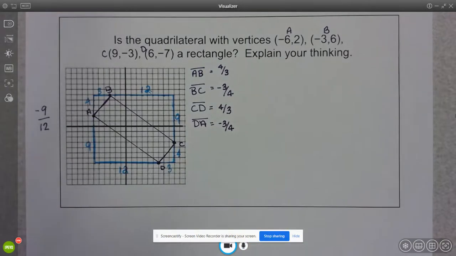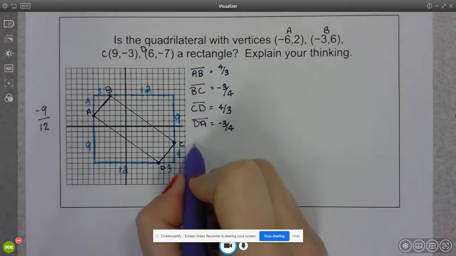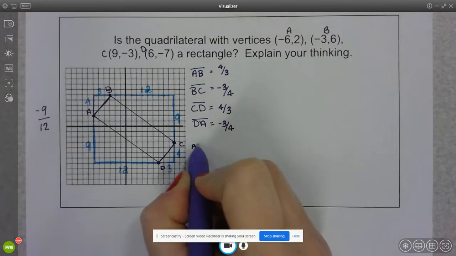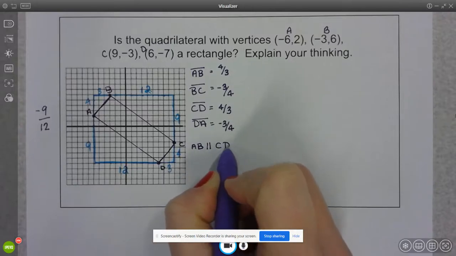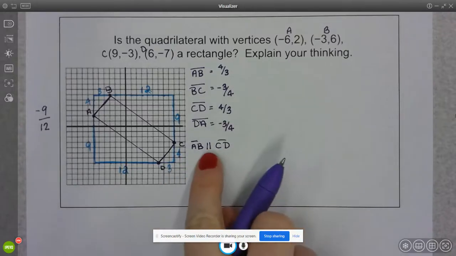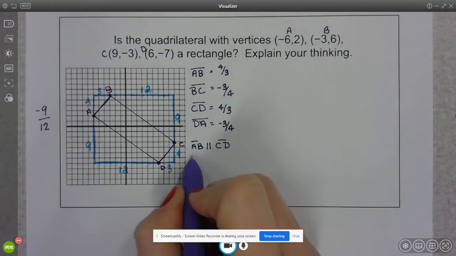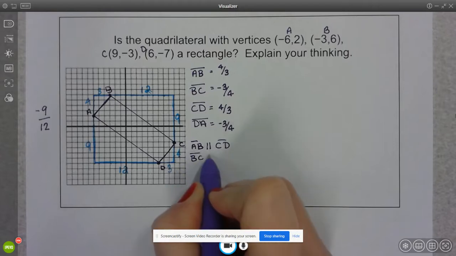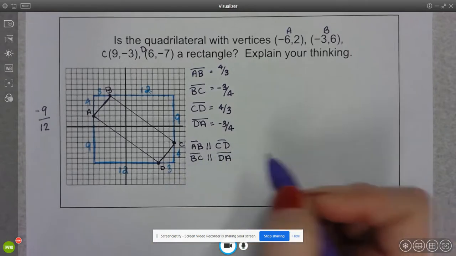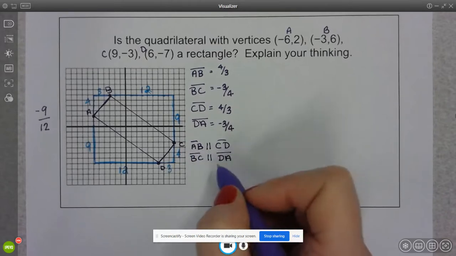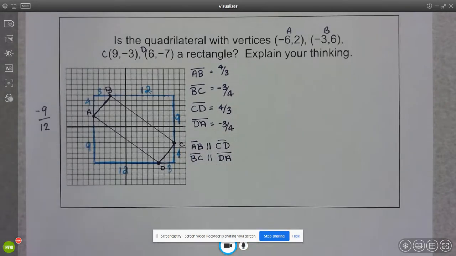So in terms of the parallel sides requirement, I know that AB is parallel to CD. This sign means parallel. It's like a vertical equal sign. And I also know that BC is parallel to DA. So that meets the opposite sides being parallel requirement.